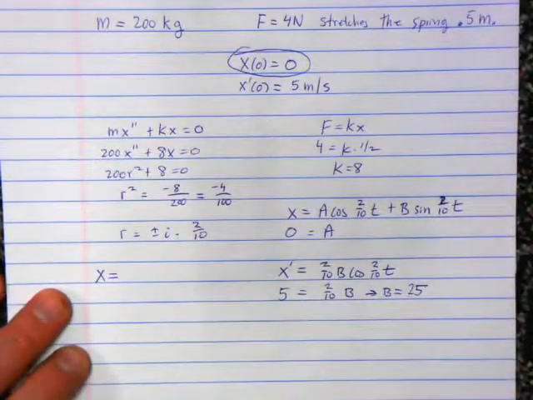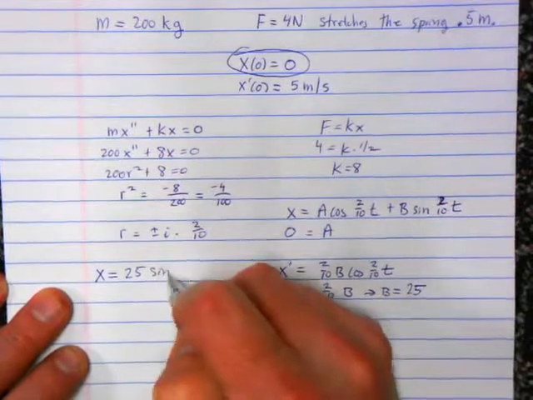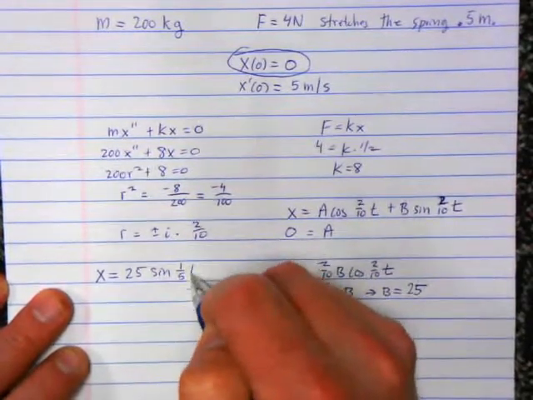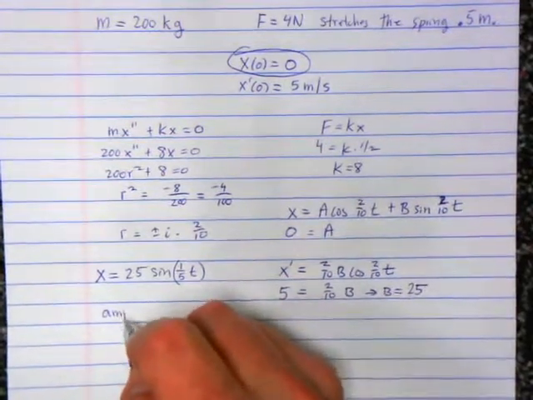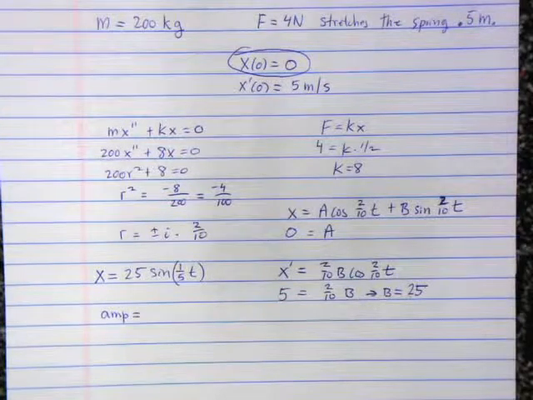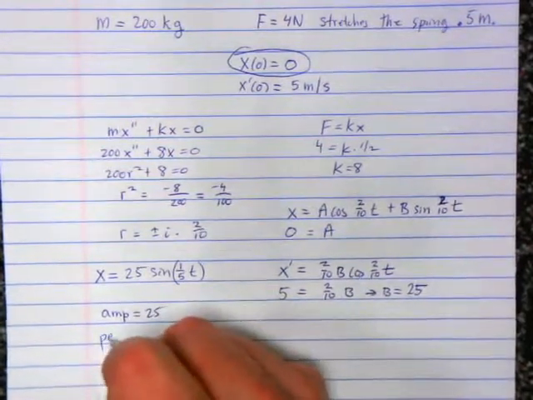The solution of the equation is x equals 25 sine of, I'm finally going to reduce that, write it as 1/5 t. And then I might ask you questions like, what's the amplitude? And you would tell me the amplitude is 25. And I might ask you, what's the period?